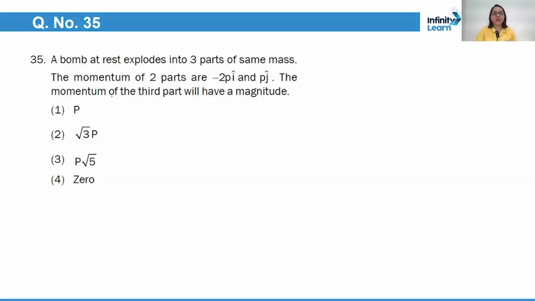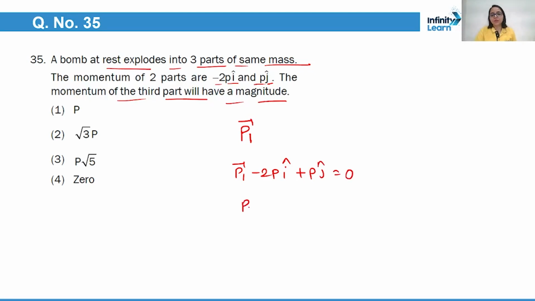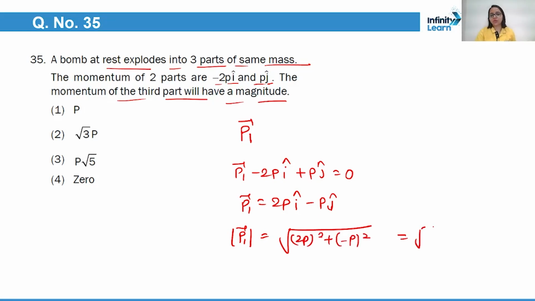Question number 35. A bomb at rest explodes into three parts of same mass. The momentum of two parts are minus 2p i cap plus p j cap and p j cap. The momentum of the third part will have a magnitude. Let's say momentum of the third part is p1 vector. Initial momentum is 0, so the combined final momentum of all three particles should be 0. That means p1 vector minus 2p i cap plus p j cap should be 0. So p1 vector is 2p i cap minus p j cap. If you find the magnitude, it is under root of 2p whole square plus minus p whole square, which is equal to under root 5 p. So the correct answer is option 3.